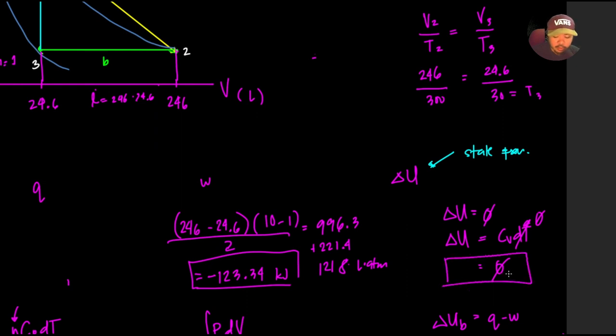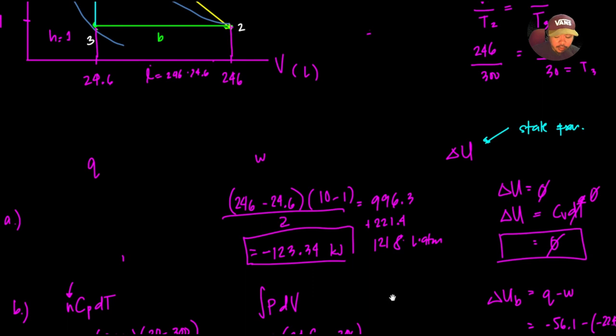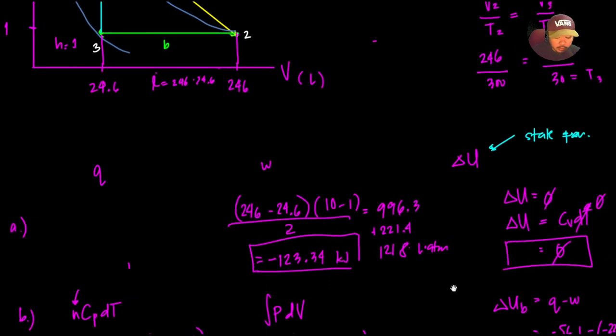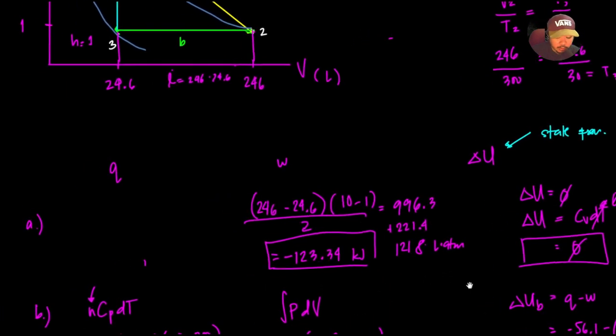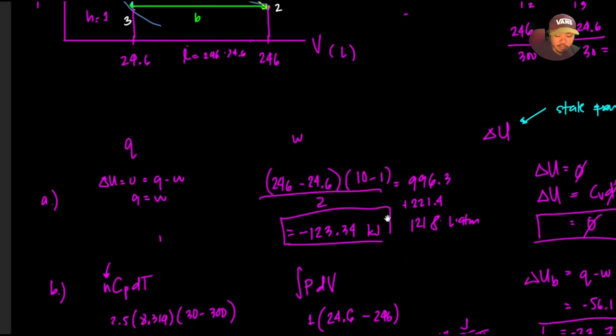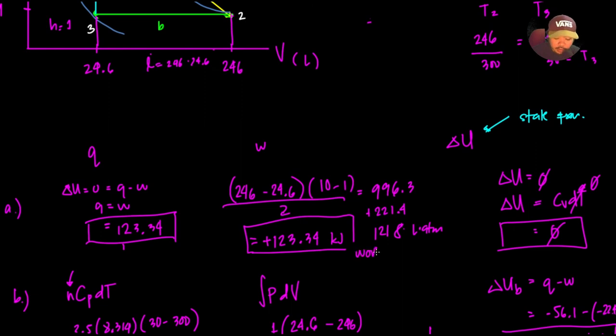Okay, so if delta U is equal to 0 dito, then we can do, ano din, no? If delta U is equal to 0, then we can do delta U equals 0 equals Q minus W, therefore Q is equal to W. Tama? So whatever nakuha natin dito will be our Q as well. 1, 2, 3.34. Okay? And by the way, mali ito, dapat positive na, no? Kasi, di ba, this is work done by system.